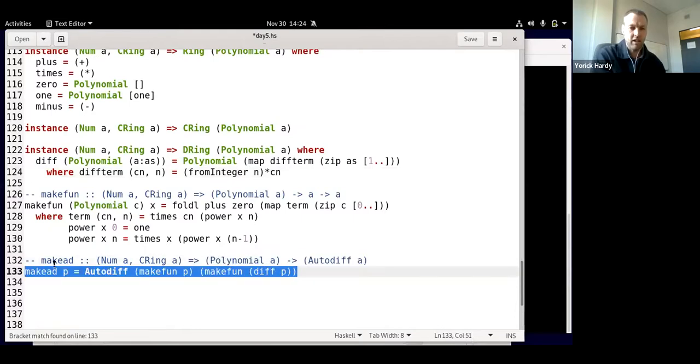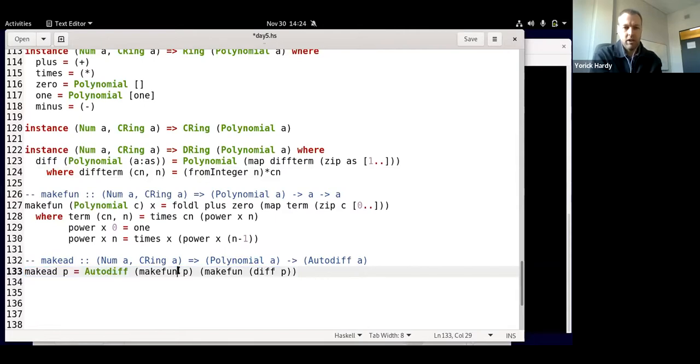I've chosen a very bad name, make auto differentiation from a polynomial P. What I do is I have a function here, which we'll go through in a moment, which is to make a function from P and also make a function from the differentiation of P or derivative of P. How do we make a function? Well, we have to take a polynomial and given an argument, it should produce an argument.